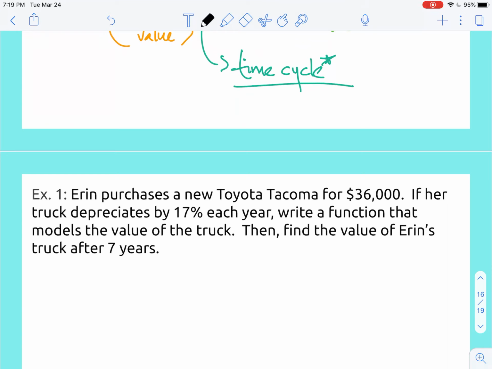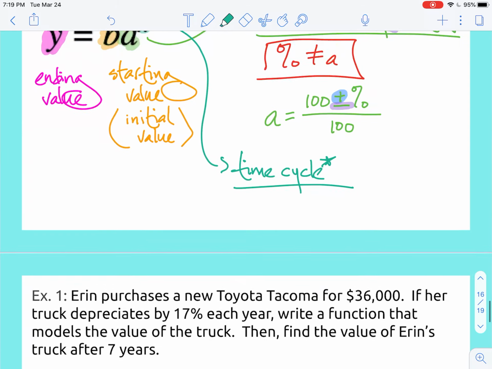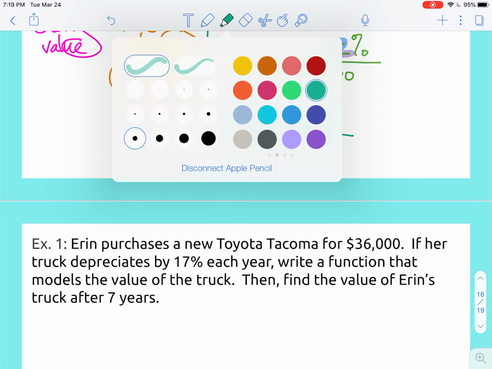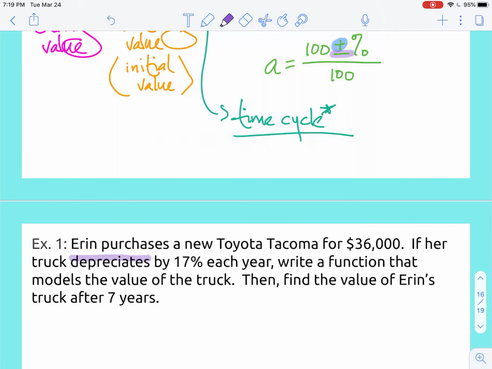Erin decides to purchase a brand new Toyota Tacoma for $36,000. If her truck depreciates by 17% each year, write a function that models the value of the car. Then find the value of Erin's truck after 7 years. There's one word in here that I want us to be aware of, and that is depreciate. Depreciate just means that it's going to lose value.